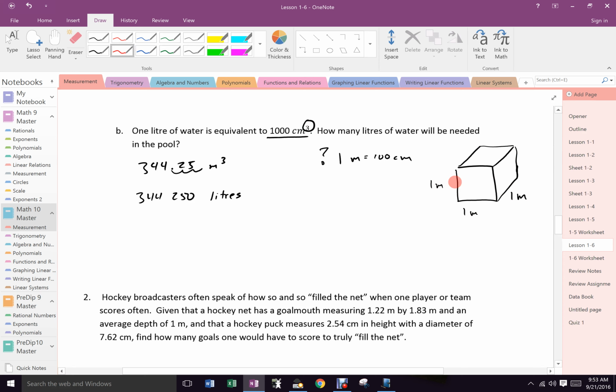How long is this in centimeters? 100 centimeters. How long is this? 100 centimeters. How long is this? 100 centimeters. So 1 meter cubed equals what in centimeters? 100 times 100 times 100, which is a big old number, isn't it? It's a million.